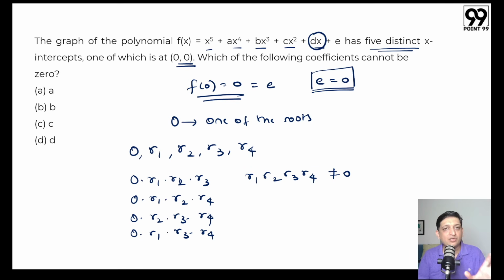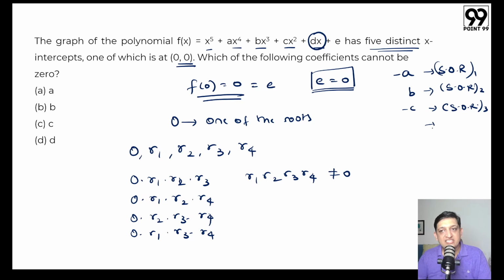Now if you look at this particular part, what is this? This is going to be a part of this bit wherein we are saying that the sum of the roots taken one at a time is going to be equal to minus a in this particular case. What about the second case? Sum of roots taken 2 at a time is going to be equal to b by 1 in this case. Sum of roots taken 3 at a time is going to be equal to minus c by 1 in this particular case. Sum of roots taken 4 at a time is going to be d by 1 here. And of course, product of the roots or sum of roots taken 5 at a time is going to be equal to 0 because one of the roots is 0. So E was equal to 0.